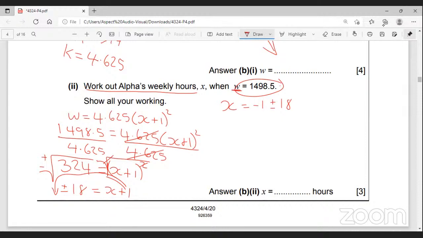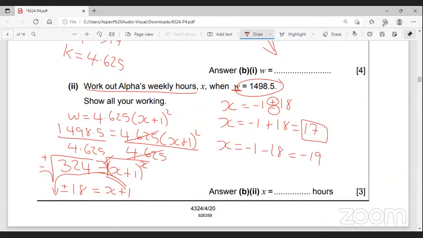So it means one of your x is going to be negative 1 plus 18, and the other one is going to be negative 1 minus 18. This one will be 17, and this one will be negative 19. Because it is time, we'll only have the positive one.